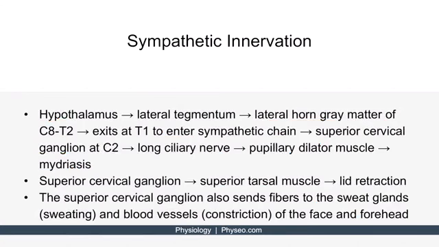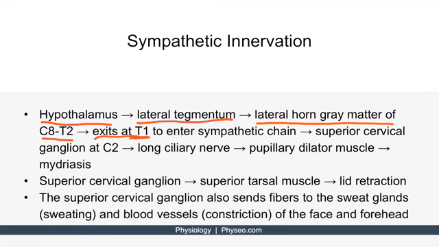So now let's talk about the sympathetic innervation of the eye. Sympathetic innervation starts in the hypothalamus, and then it goes through the lateral tegmentum of the brainstem, and then it synapses in the lateral horn gray matter of C8 through T2. And it exits at T1.